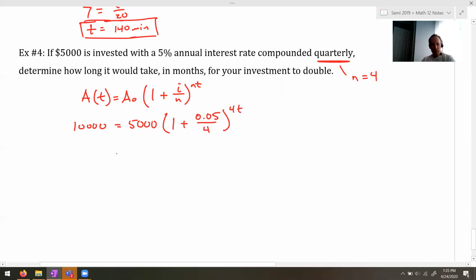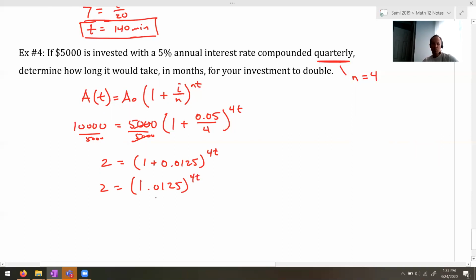Okay, so the first thing you would have to do is get rid of these coefficients first. So we're going to divide both sides by 5000. These are going to be gone. We're going to have 2 is equal to, and now I'm going to actually work this out. 1 plus, okay, 0.05 divided by 4. That's 0.0125. Okay, I got a bad feeling about this. So that's 1.0125 to the power of 4t.